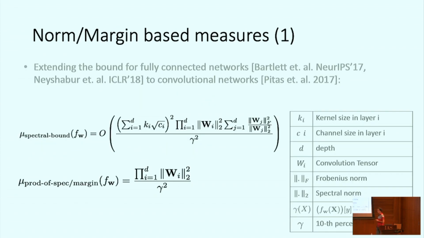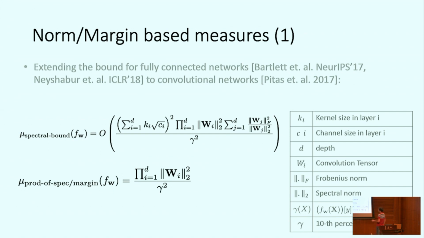So now we go to norm-based measures. There's this bound by Bartlett and others, which has been extended to convolutional networks, which basically says the generalization corresponds to lots of terms, and the main term here is just the product of the spectral norms of the layers, but there are a whole bunch of other terms. So this is a generalization bound that suggests if the product of the spectral norms of the layers is large, you're going to generalize worse.